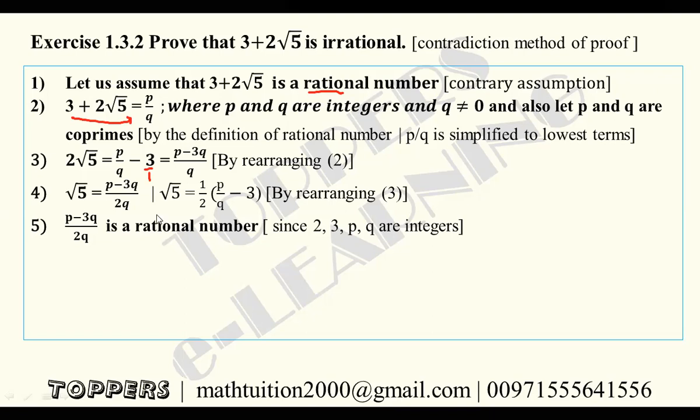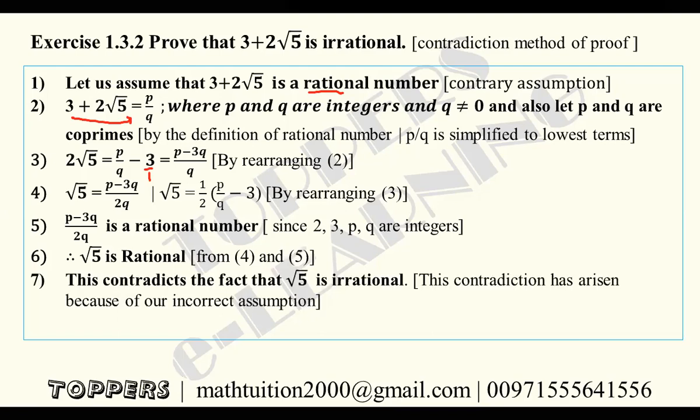Next step, what is the next step? Therefore, root 5 is rational. What is the reason? From statements 4 and 5. In 4 we are saying root 5 equals p minus 3q by 2q. In the fifth statement, we are saying this RHS, p minus 3q by 2q, is a rational number. If the right hand side is a rational number, since it is an equation, the left hand side is also a rational number. So therefore, root 5 is a rational number as per statements 4 and 5.